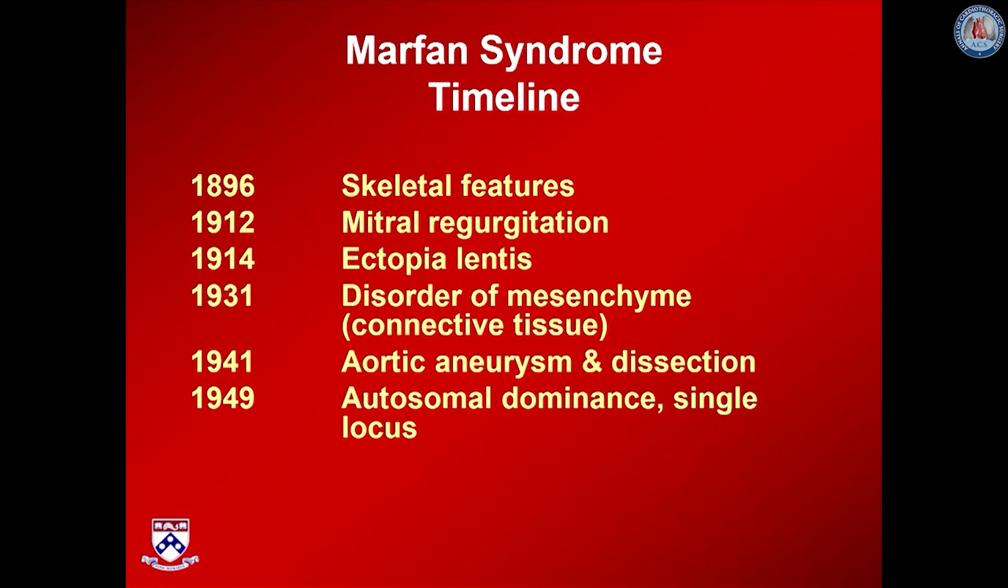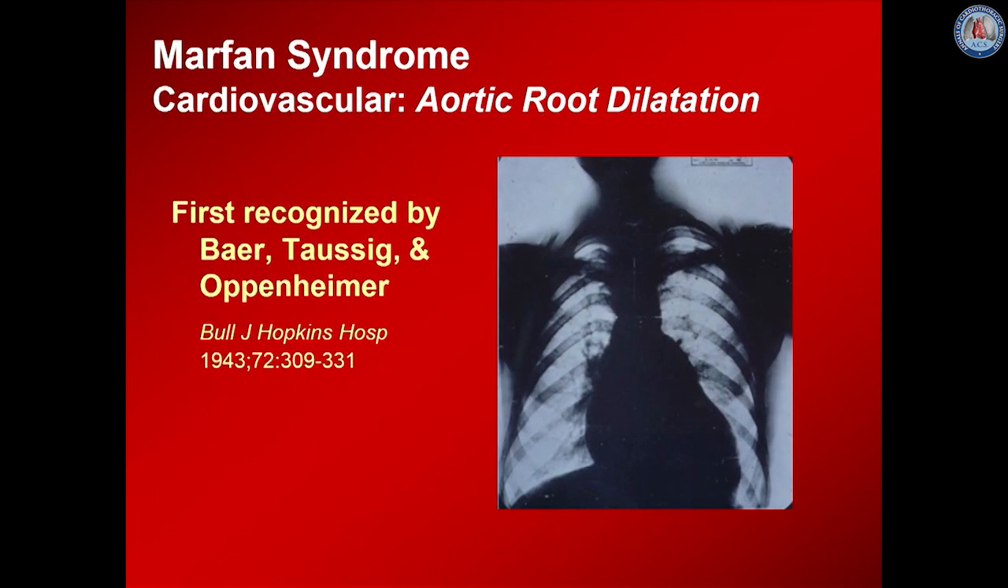The clinical features of Marfan syndrome evolved over much of the early 20th century, with the hallmark aortic conditions not being described until 1941. Marfan syndrome was recognized as being an autosomal dominant condition, likely due to a mutation in a single gene, in 1949. Here's an X-ray of the first patient detected as having aortic root dilatation by Baer, Taussig, and Oppenheimer.